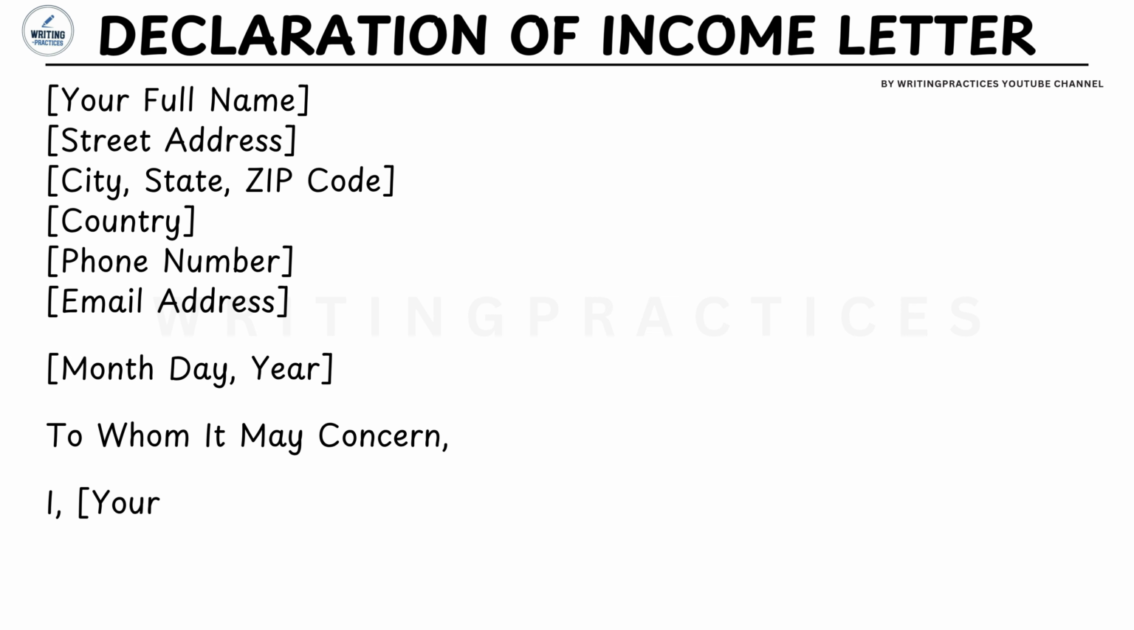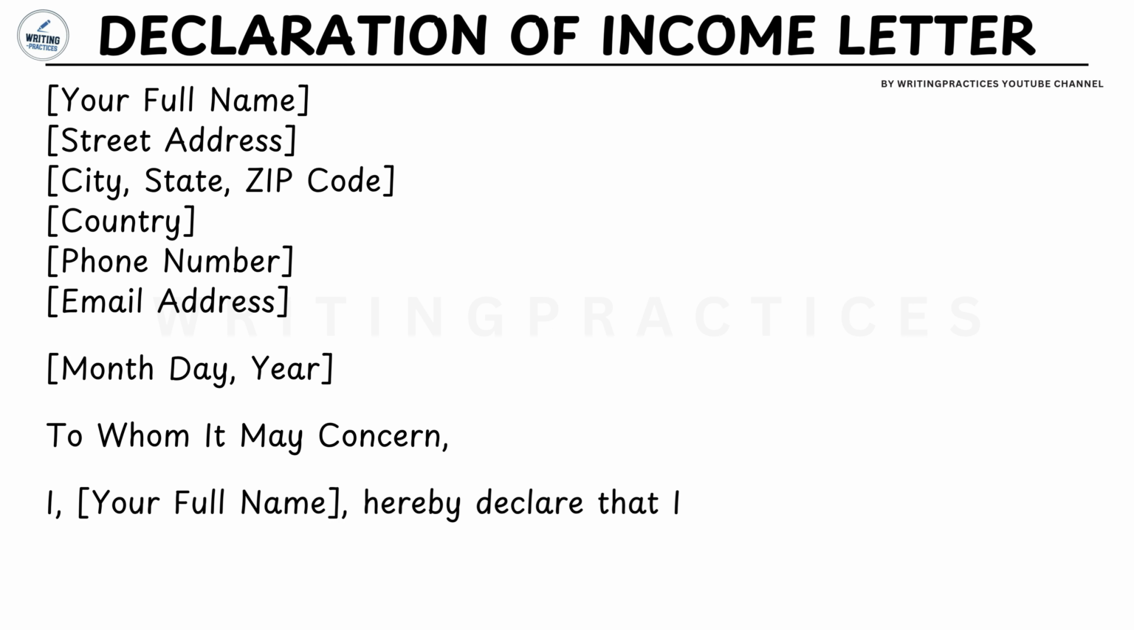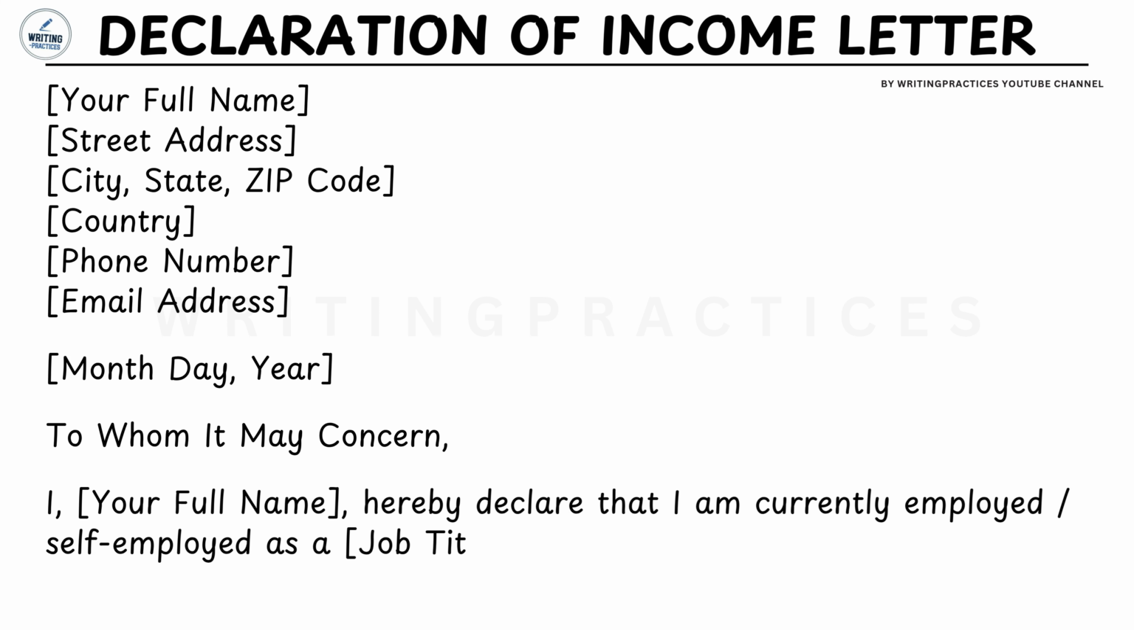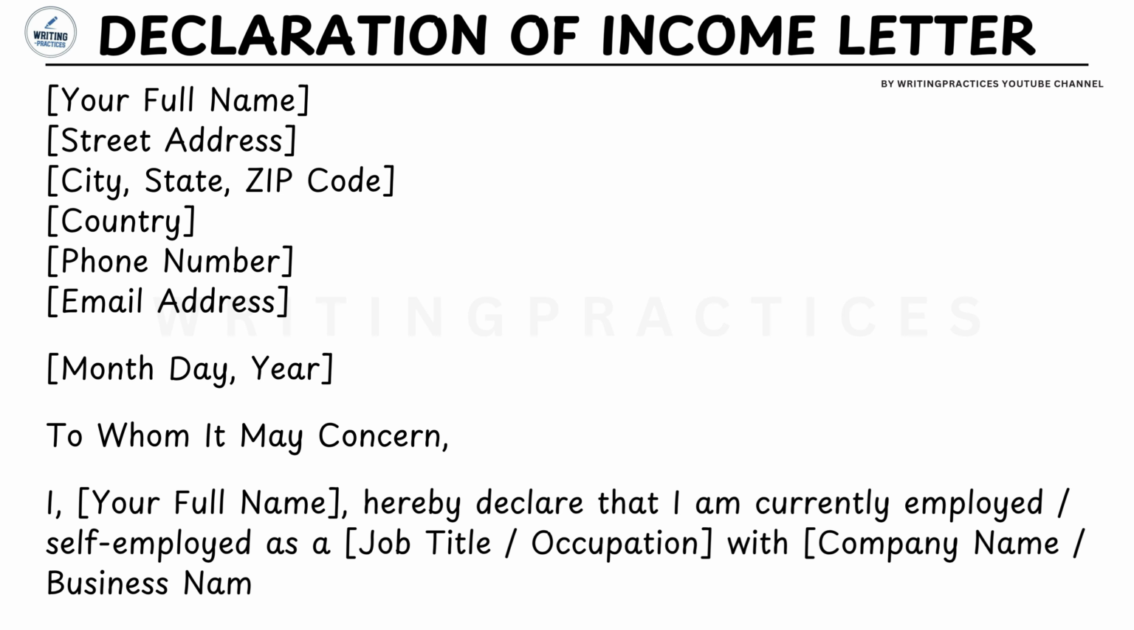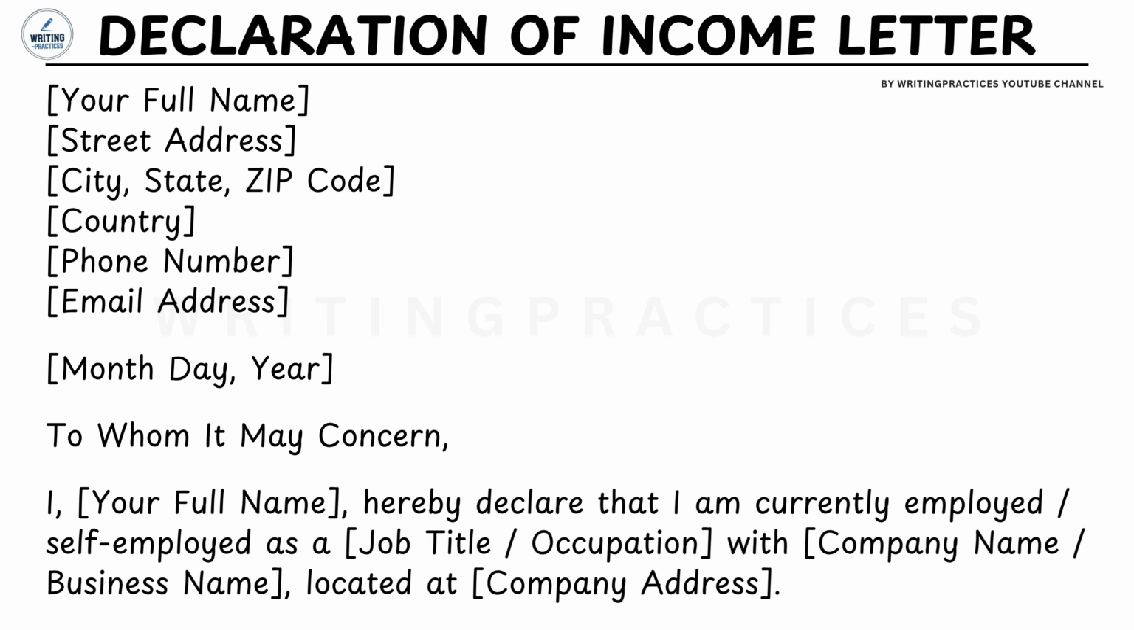Opening declaration paragraph. In this paragraph, you formally identify your employment or business status. For example, I, Michael Anderson, hereby declare that I am currently employed as a senior sales manager with Horizon Financial Group, located at 875 Main Street, Denver, Colorado 80203. This establishes the source of your income. Tip: use your official job title and employer name exactly as they appear on employment records.